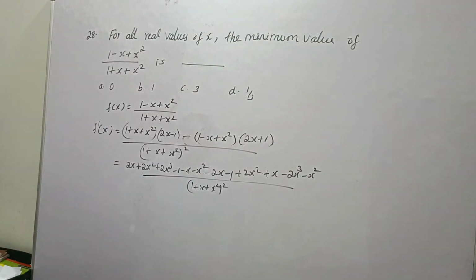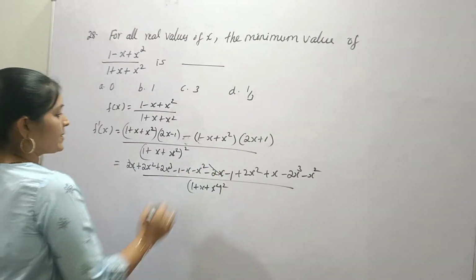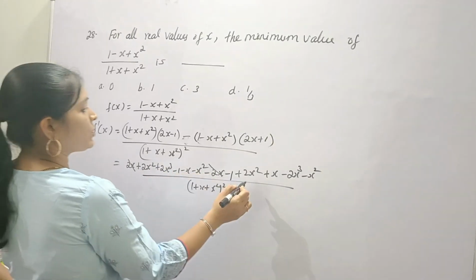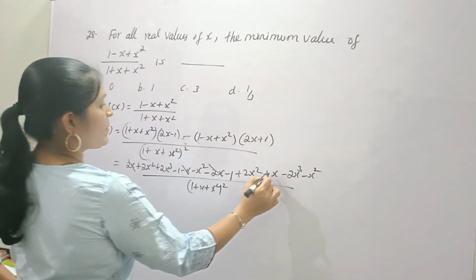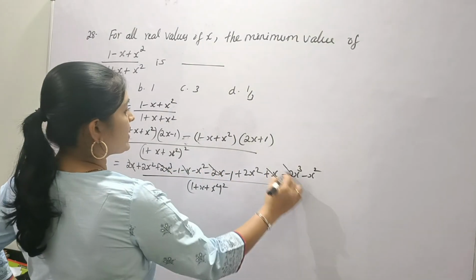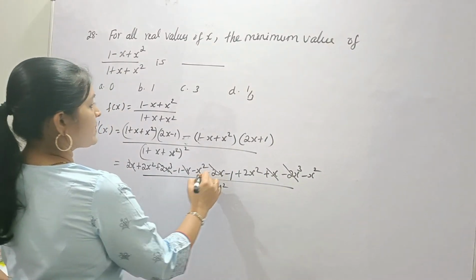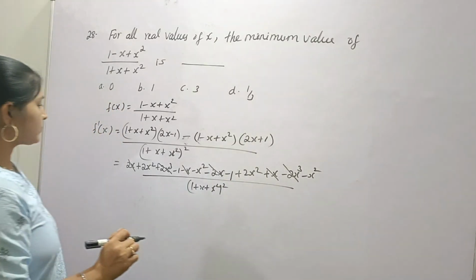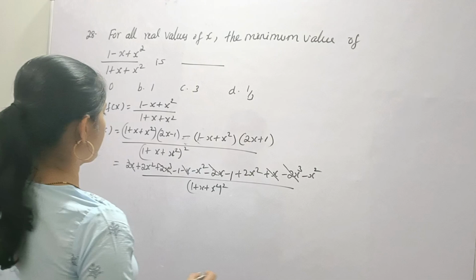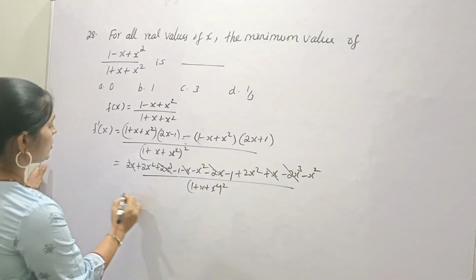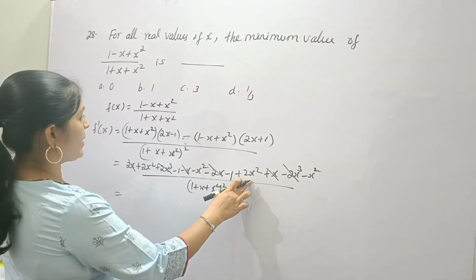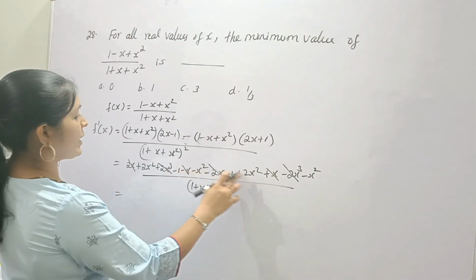Okay, so here, this 2x minus 2x cancelled, then 2x square, minus x plus x cancelled, then minus 2x cube plus 2x cube cancelled. Okay, minus x square, 2x square, minus 1. Okay, so remaining here 2x square plus 2x square, that is 4x square.